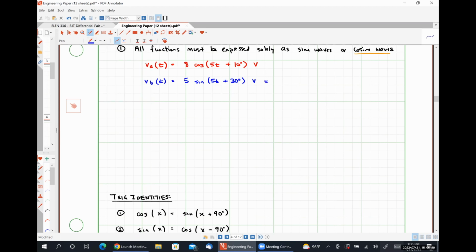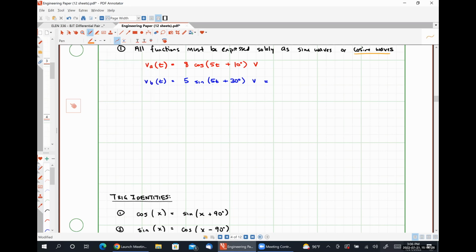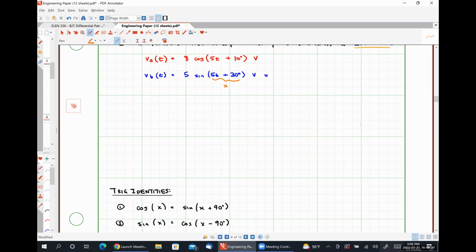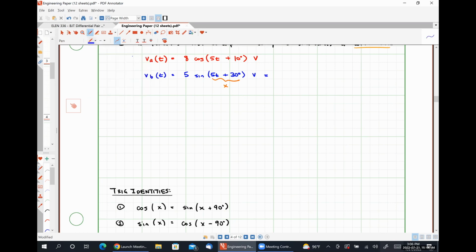So effectively, this whole thing right here, 5t plus 30 degrees, is x in our second trig identity. So to convert our sine function into a cosine function would look like 5 cosine 5t.